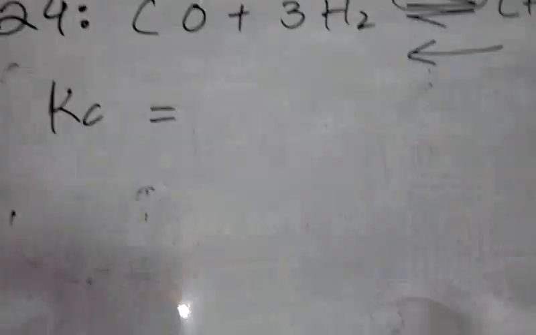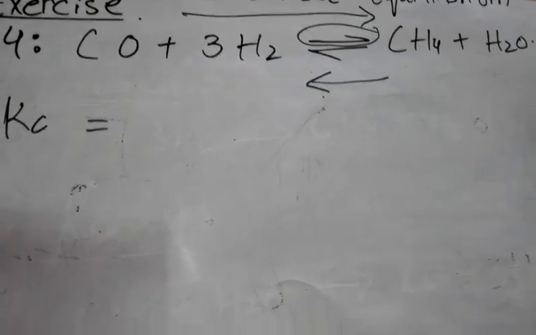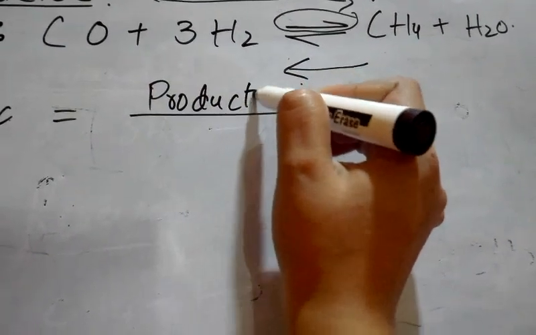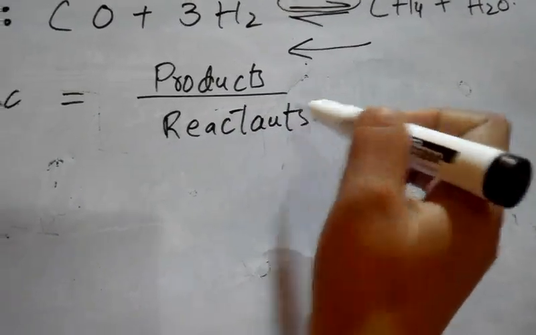Now I will write the second part of that. Alright, guys, in the next part we have to find Kc of this reaction. What is Kc? Kc is the equilibrium constant. So what do we do for Kc? We write the products over there and the reactants over there. How will I write that?